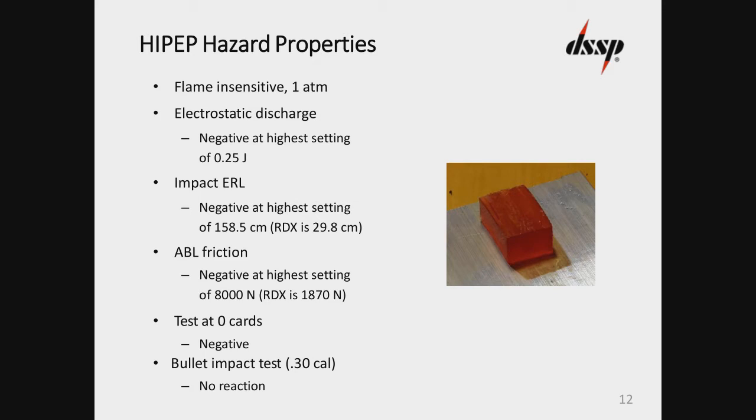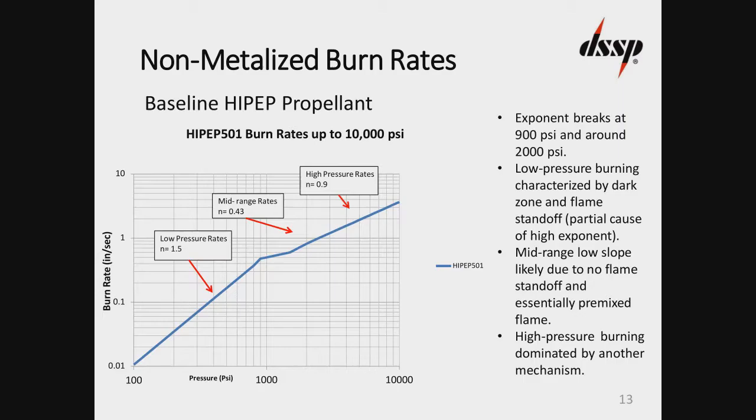Just some of the data on the safety aspects of this material. This is about as safe as you can get. It's pretty inert material, like I said, so we've been able to get a 1.4 shipping classification on it. Some of the more interesting things on these propellants, and what makes them harder to work with, is that the burn rate slope with pressure is not consistent.